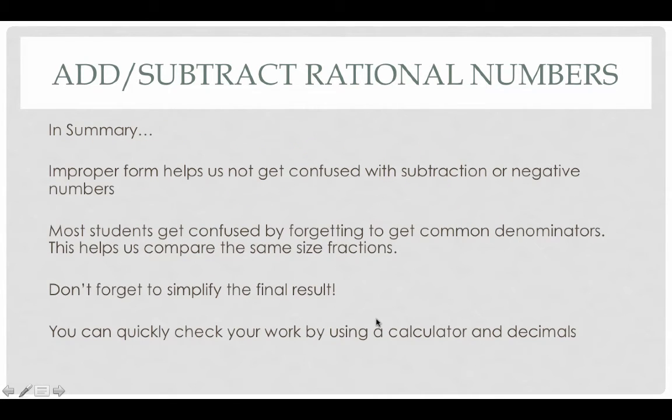Okay. So in summary, when you want to add or subtract rational numbers, you want to get improper form. Helps us not get confused with subtraction or negative numbers. Make sure you get common denominators because we want to have the same size fraction. Don't forget to simplify your final result. Put it back into a mixed number, simplify the fraction. You can quickly check your work by using a calculator and decimals just to make sure that you added them correctly.